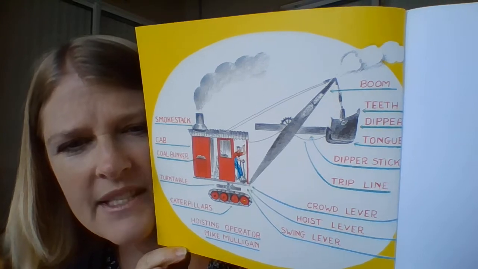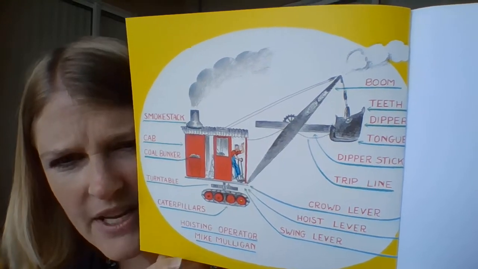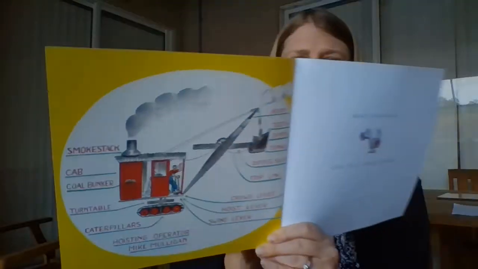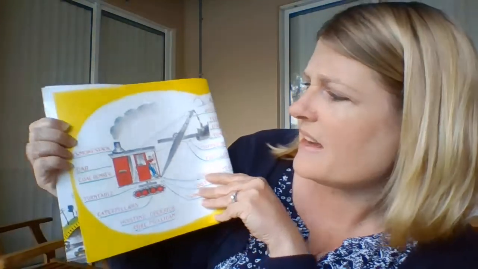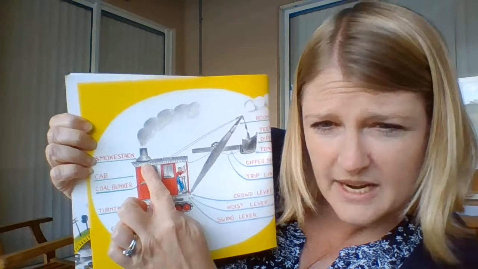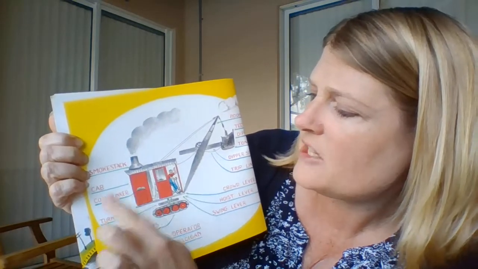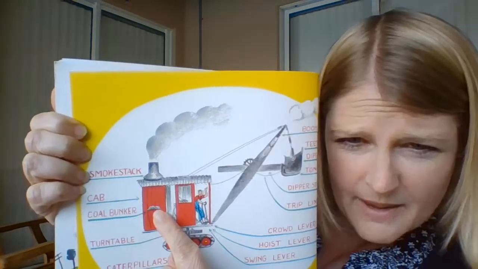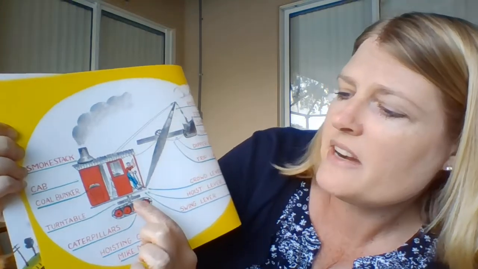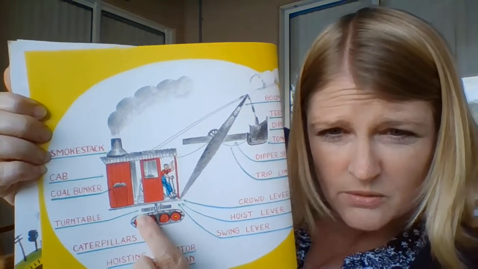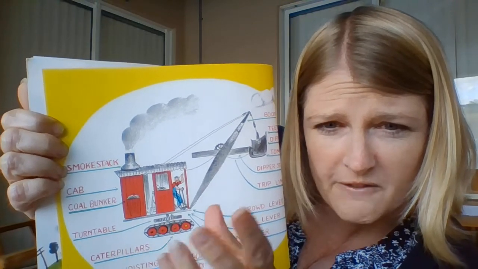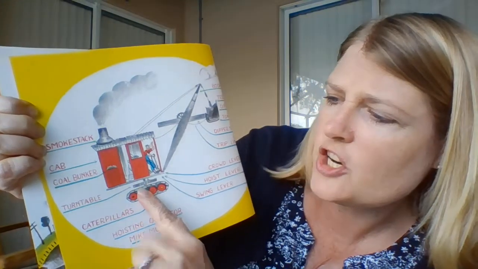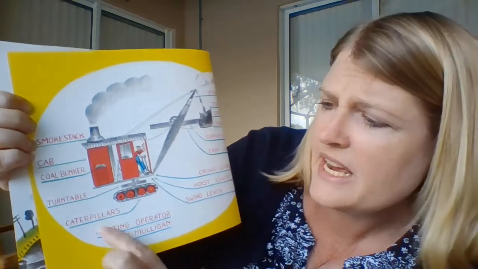So you see all of the labels on here telling you all the different things. I'm actually going to come to the other side. Bend this page back a little bit. So up here we have the smokestack that the smoke comes out of. We have the cab I talked about, and in here the coal burner. There's that black coal right there. Down here we have a turntable. So this is what allowed it to turn in different directions, whatever direction he wanted to face and turn the machine in, okay?